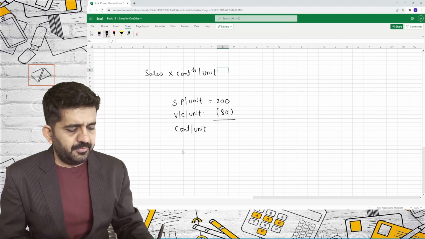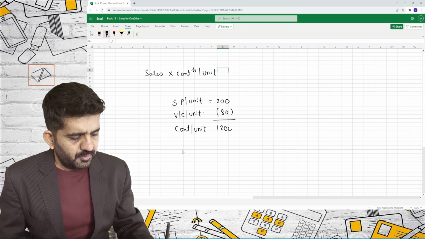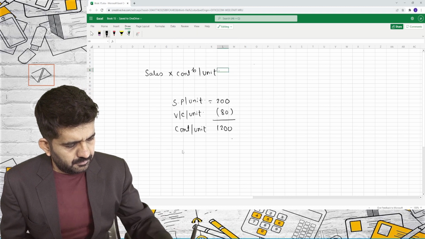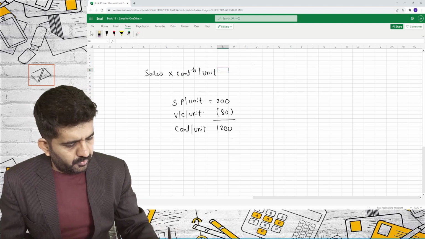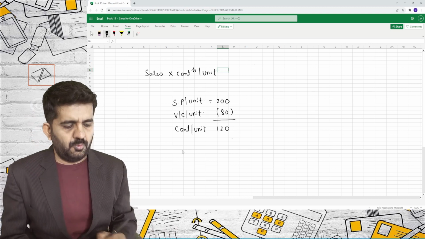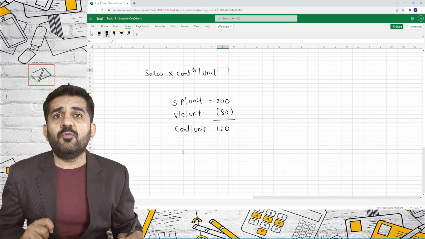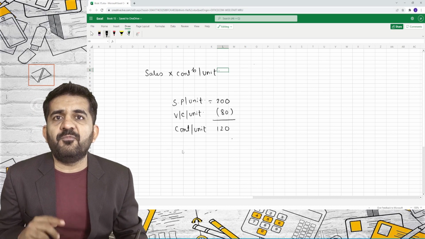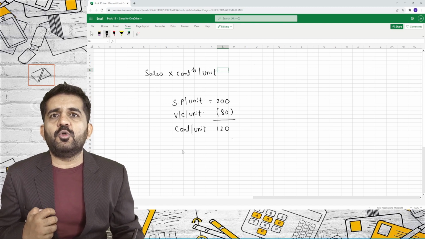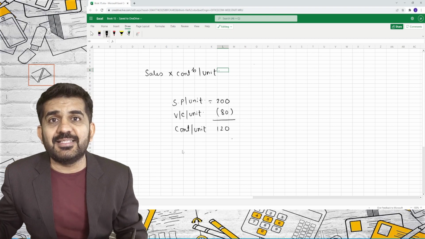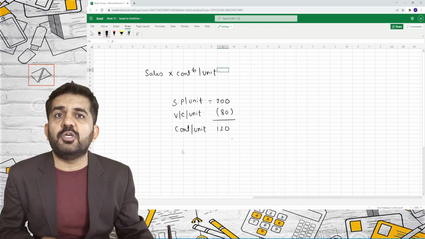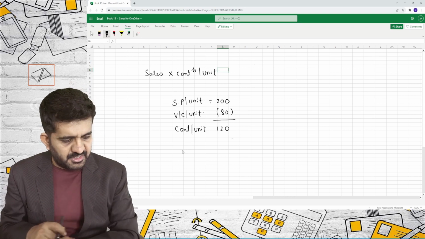So contribution per unit will be 120. Right. So how to find out total contribution? Number of units sold multiplied by contribution per unit. Sir, if you find total contribution by sales minus total variable cost, you will get the same answer. I have done contribution per unit and now I am multiplying it with the sales figure.